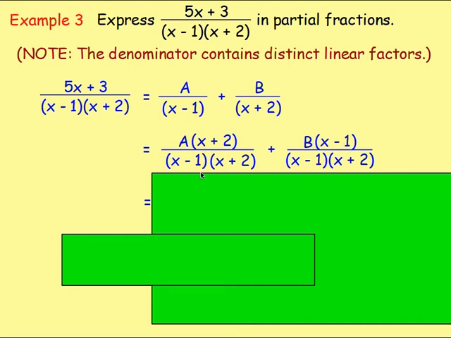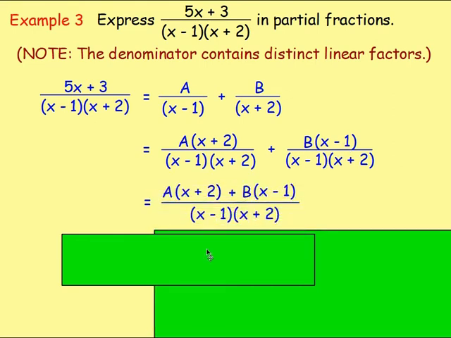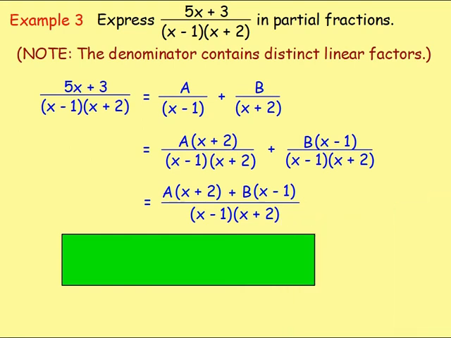From there, you can see it's the same denominator, so add the numerators. So you've got a times x plus 2 plus b times x take away 1. From there, what's the next step? What do you do, James?